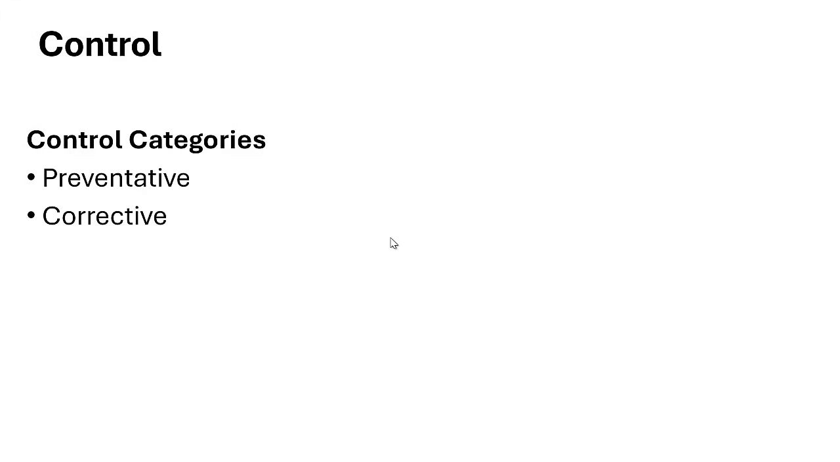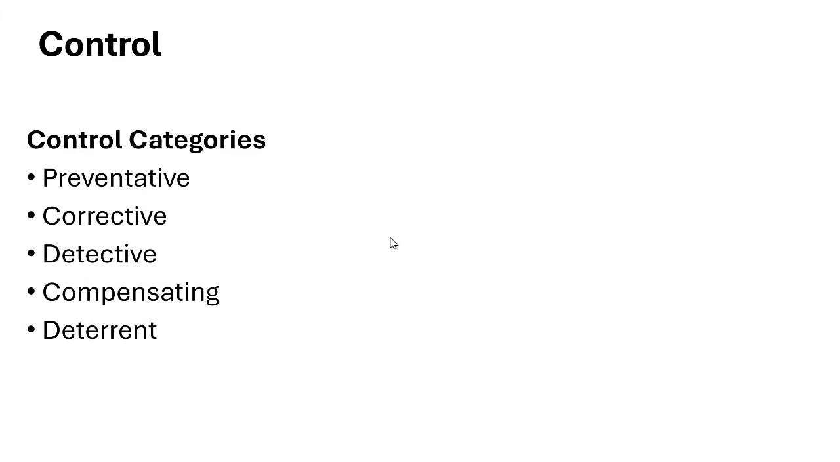So we have different types of controls that we implement. We have a preventative control, a corrective control, a detective control, a compensating control, and a deterrent control. Let's say, for example, we have a firewall. We introduce a firewall to reduce or eliminate attacks. Their primary objective is to block attempts that violate the security policy and governance. That is called a preventative control.